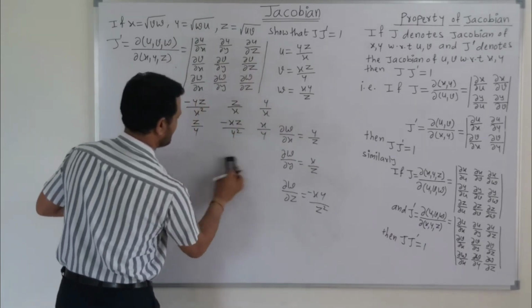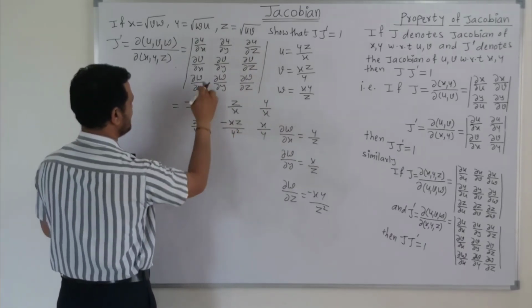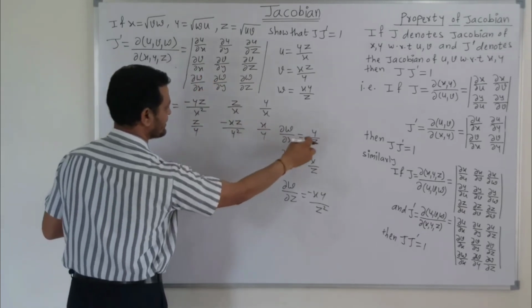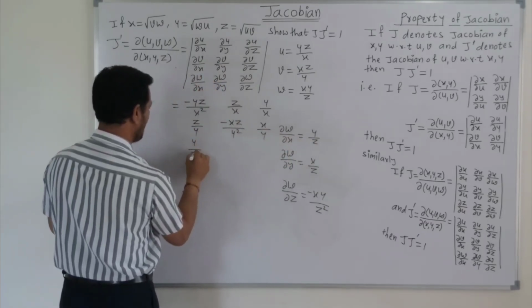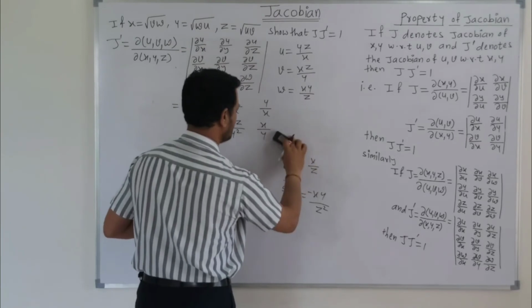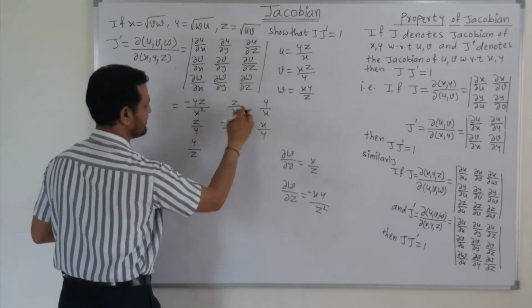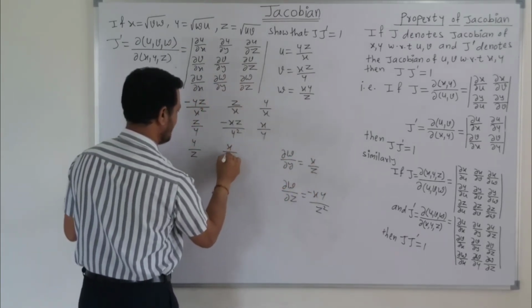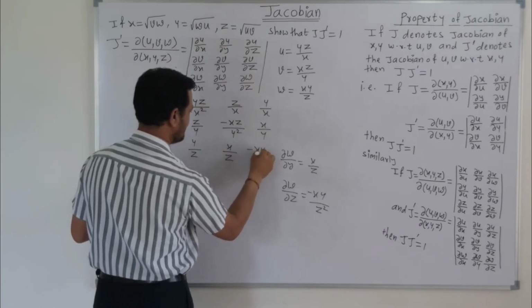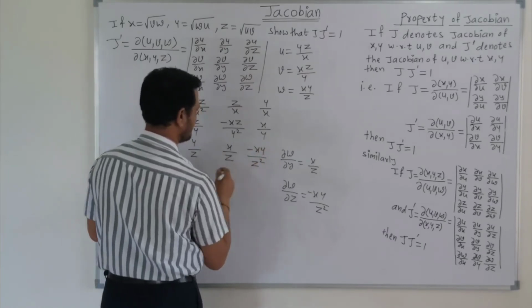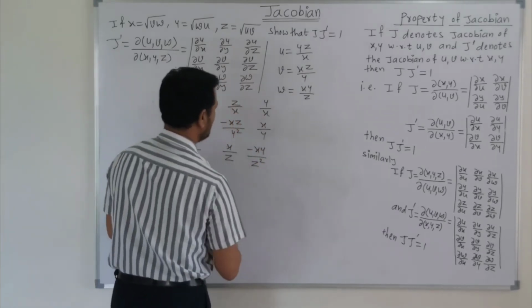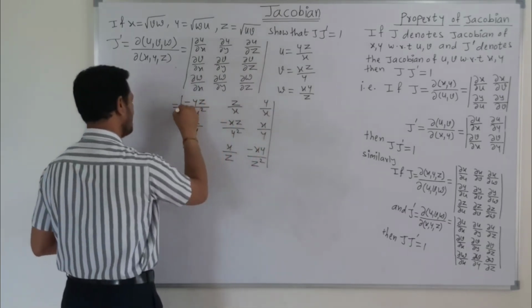So now once again put the values of the third row. The partial derivative of w with respect to x is y by z. Then w with respect to y is x by z, and this is minus xy upon z square. Now just evaluate this determinant.